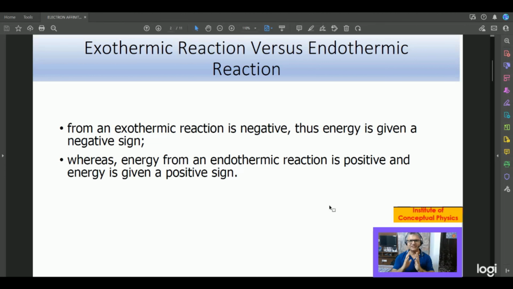So please remember the concept of electron affinity is not just the tendency to gain or lose an electron. It has a lot of association with the energy change of the system, which is used to explain it. Let's move to the next slide now.